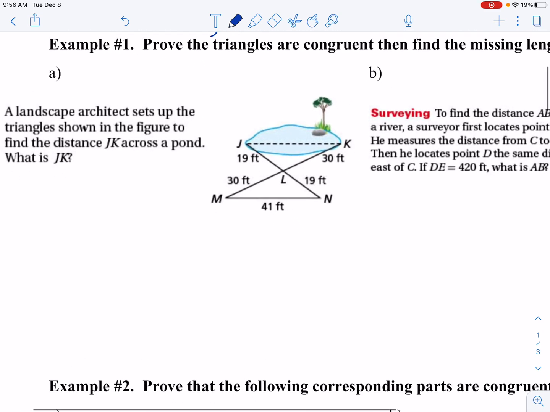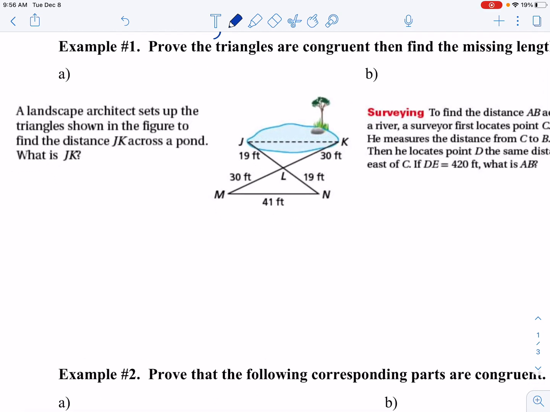Example A states that a landscape architect sets up the triangle shown in the figure to find the distance, JK, across the pond. This distance right here. What is the distance? Well, if we have two triangles here and we can identify them as congruent, then we might be able to use this length down here to help us find the length of JK.